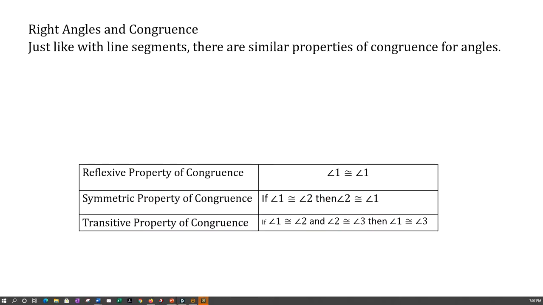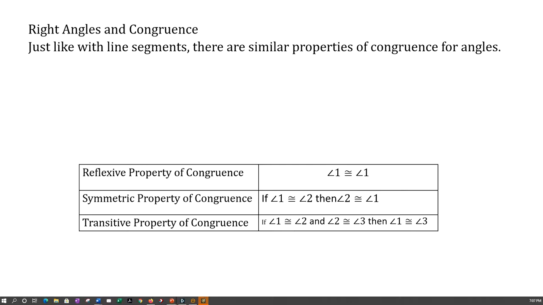All right, so some more stuff. Just like our line segments, there are similar properties to the congruence of angles. We have our reflexive property of congruence, where angle 1 is going to be congruent to angle 1. Then we have the symmetric property. If angle 1 is congruent to angle 2, then angle 2 is congruent to angle 1. We're able to flip it around and say that they're still congruent.